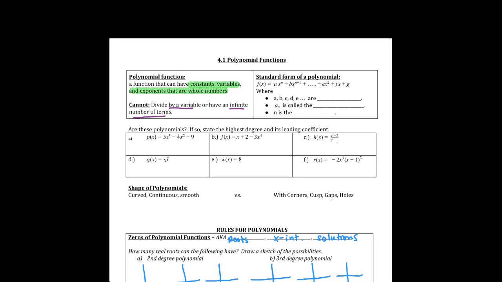Here's the standard form of a polynomial equation: a sub n x to the n plus b x to the n minus 1, and so on and so forth, all the way to our constant g. So a, b, and c are coefficients. And the a sub n term is called the leading coefficient. That'd be right here. And n is the highest degree.